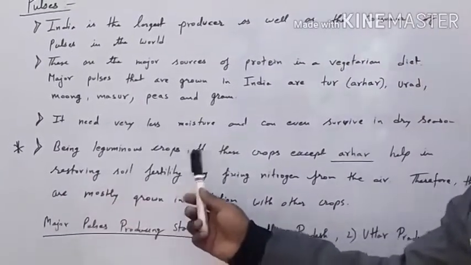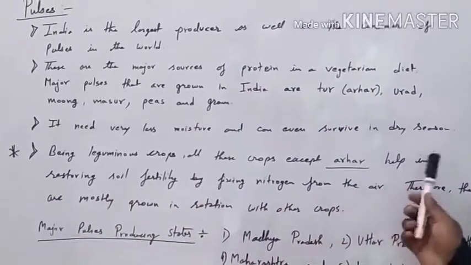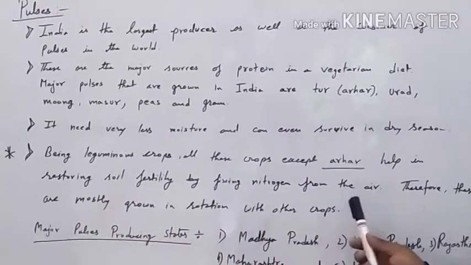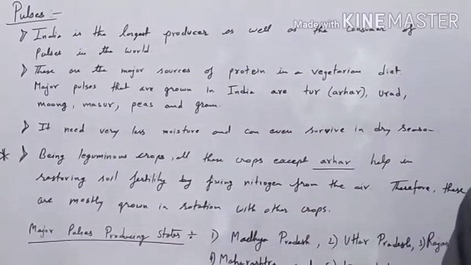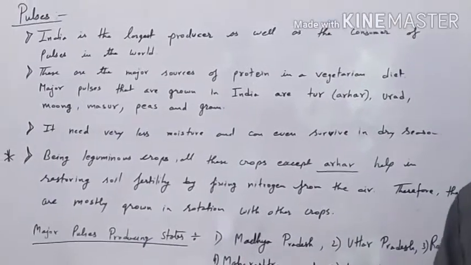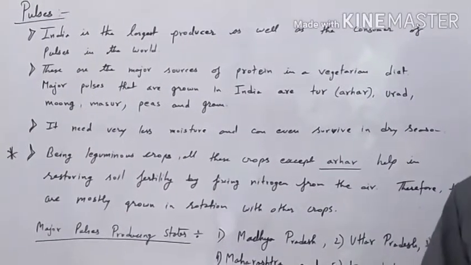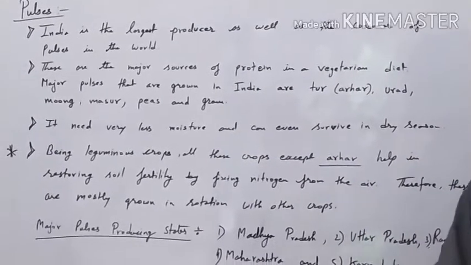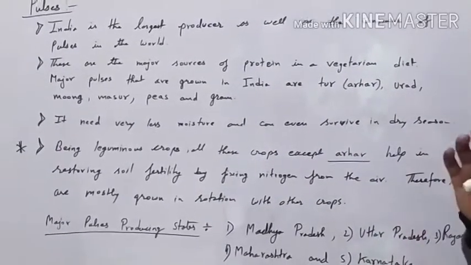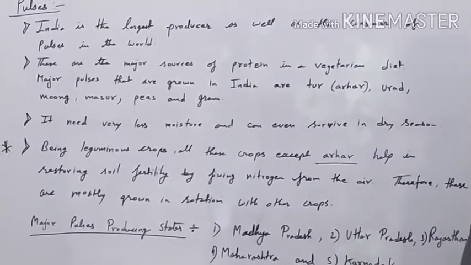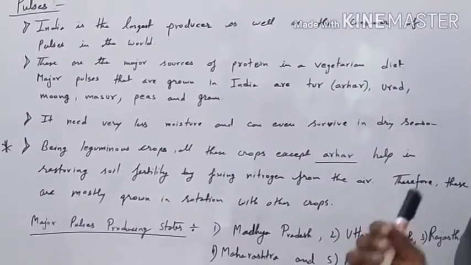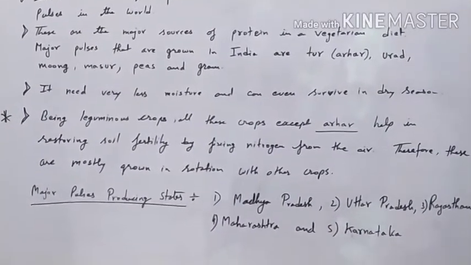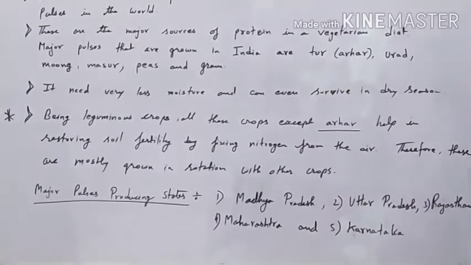Being leguminous crops, all these crops except arhar help in restoration of soil fertility by fixing nitrogen from the air. This is a kind of crop which takes nitrogen from the air and fixes it in the soil. Nitrogen is an element that helps in the growth of plants. Therefore, it increases the fertility of the soil. So this is a very important thing about this crop.